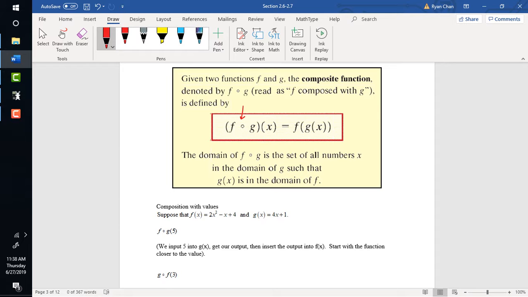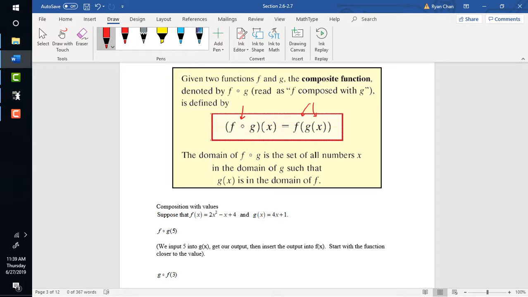Or you can use a set of parentheses like this. I do want to inform you of this so that you don't get confused. They both mean the same thing. A lot of times they'll read it as f of g or f composed with g. So those are the two ways you'll hear it said. Probably the more common one is f of g.